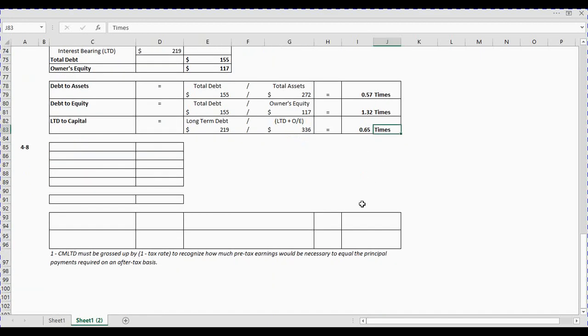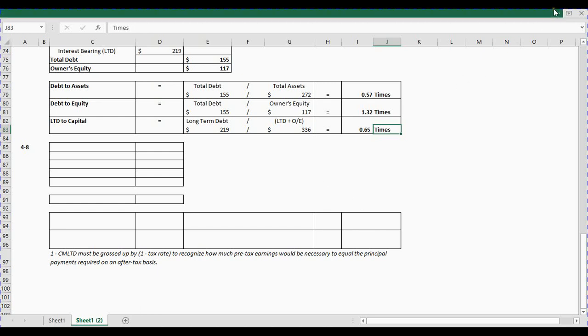So again, this is just a way to look at the solvency and how a company is capitalized, and start thinking about and forming opinions and even making predictions on the performance of the company because of how it's leveraged or how it's capitalized. And then the final problem.